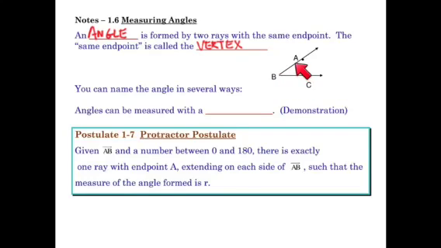This is the angle that's formed. So if I was to travel up from there to there, that angle is what we're talking about. There's three ways that I can name that. I can name it angle B because it's not ambiguous.